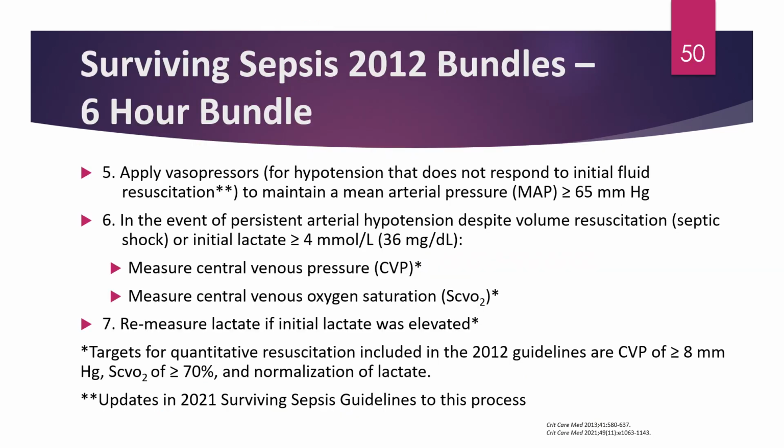Now, in regards to the second half of the Surviving Sepsis 2012 bundles, or the 6-hour bundle, as you remember at this step, if you do not have adequate stability in terms of hemodynamics after you administer the 30 mLs per kilo, at that point you can apply vasopressors to improve hemodynamic status to maintain a MAP of at least 65.